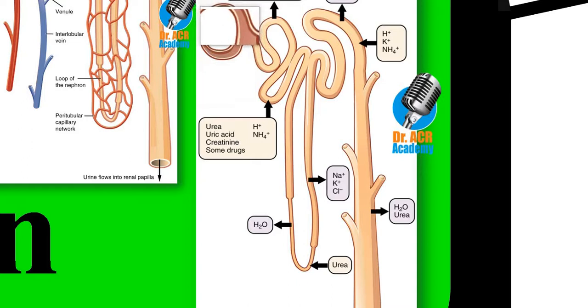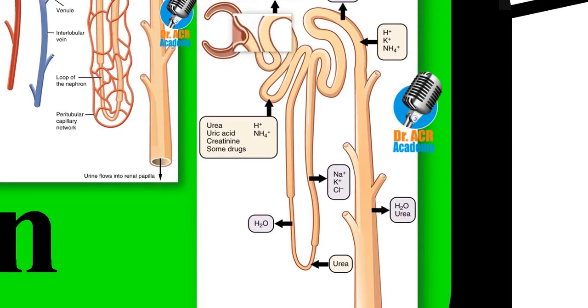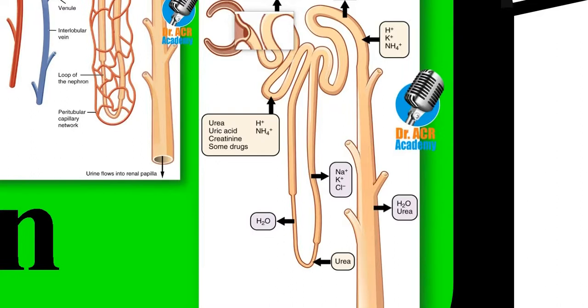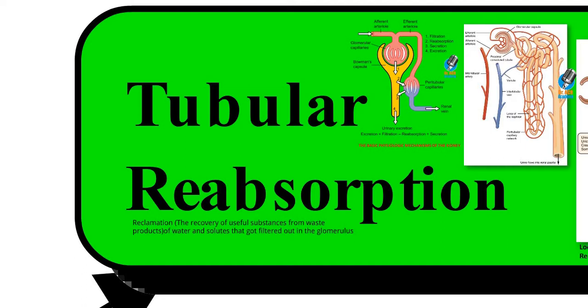So from here, the primary urine, which is exactly similar to the blood composition, enters into the proximal convoluted tubule. Except certain amount of proteins as well as blood cells, the remaining composition is almost the same compared to the blood. The next stage includes the tubular reabsorption.